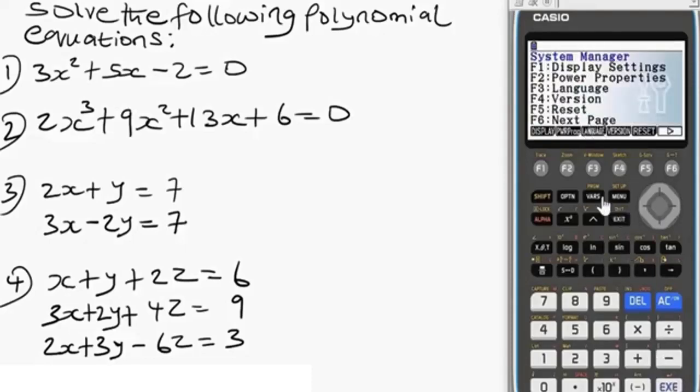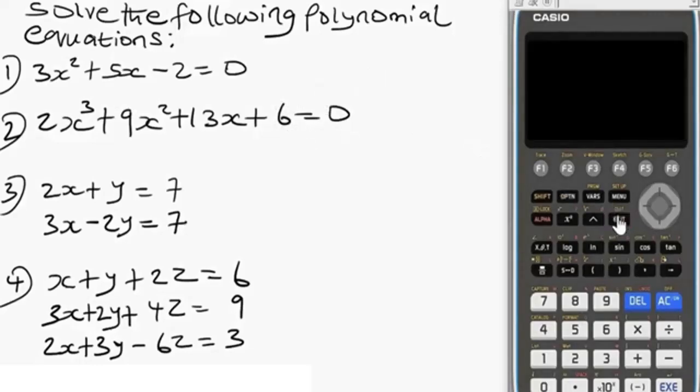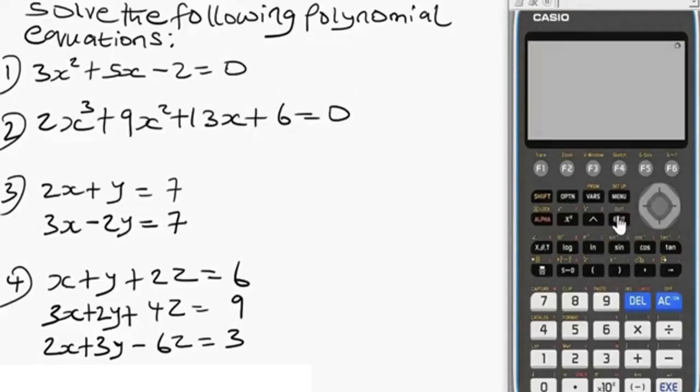Okay, when you get here, press F5 for reset. So this is F5 first, then press F6 for next page. Then when you get here, you press F2 to initialize all. Then press F1 and it will begin to initialize all as indicated here. Let's wait for it to finish initializing all. Alright, it is done. Press exit.